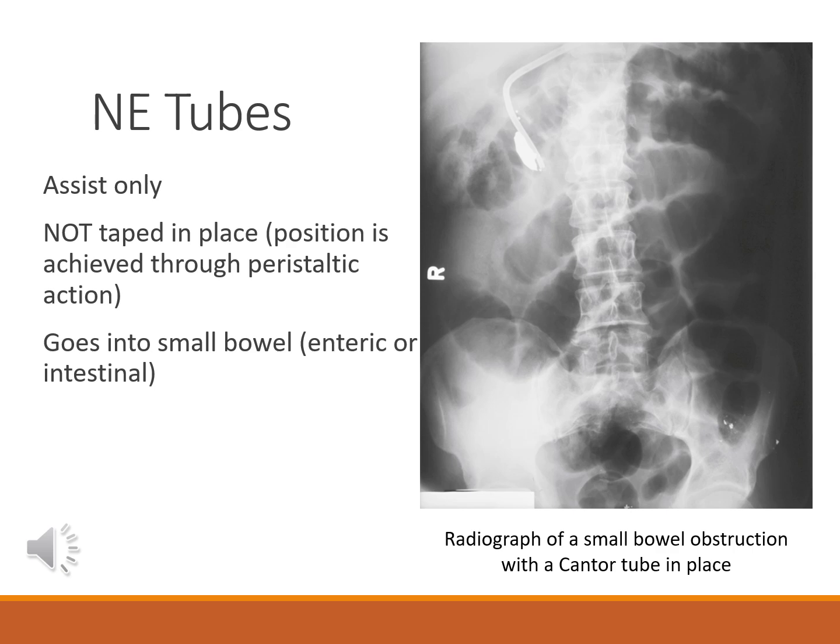NE tubes look just like NG tubes and should be put in by a nurse or a physician. Radiographers may assist in tube placement if the need arises. However, NE tubes are not taped. This allows the tube to continue its passage from the stomach into the small bowel. This is why it's called an enteric or intestinal tube. This image shows a Cantor tube within the small bowel that is obstructed.